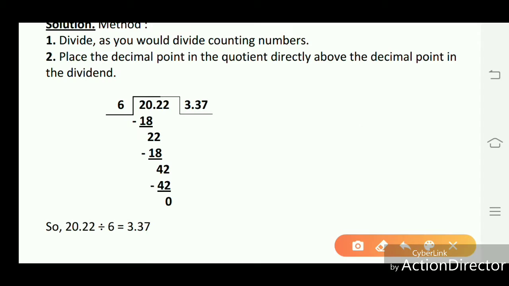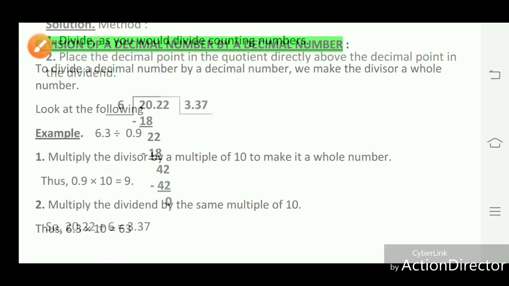20.22 divided by 6. So here 20 divided by 6 is 3 times, 6 3s are 18. Then we put the decimal here and take 2. Then 22 divided by 6 is 3 times, 6 3s are 18. 4 is left here. Then we take 2. Then 42 divided by 6 is 7 times, 6 7s are 42. We get remainder 0. So 20.22 divided by 6, we get the quotient 3.37.